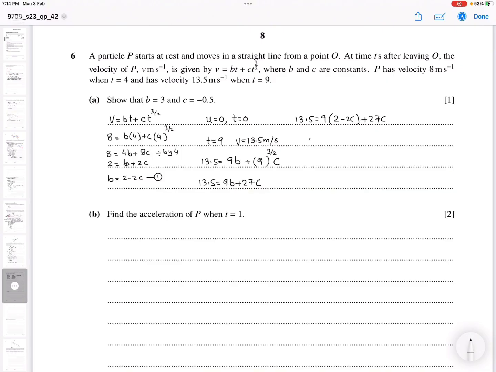From here, when you calculate c, the value would come out as negative 0.5. Now we have shown c is equal to negative 0.5, and now we have to find b. So you put this value of c in equation 1 to find b. So b equals 2 minus 2 into minus 0.5. So you will get the value of b, which is 3, and you can write shown.